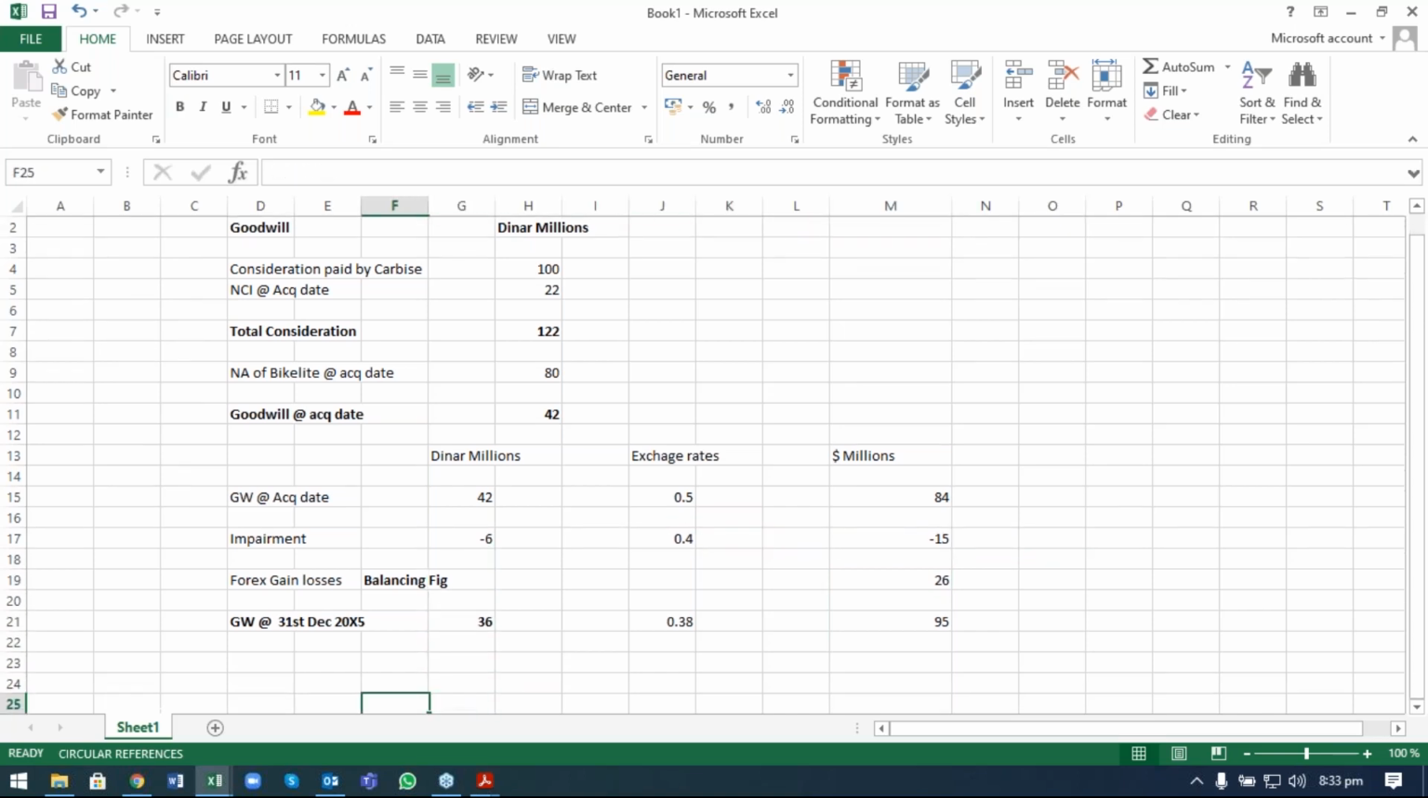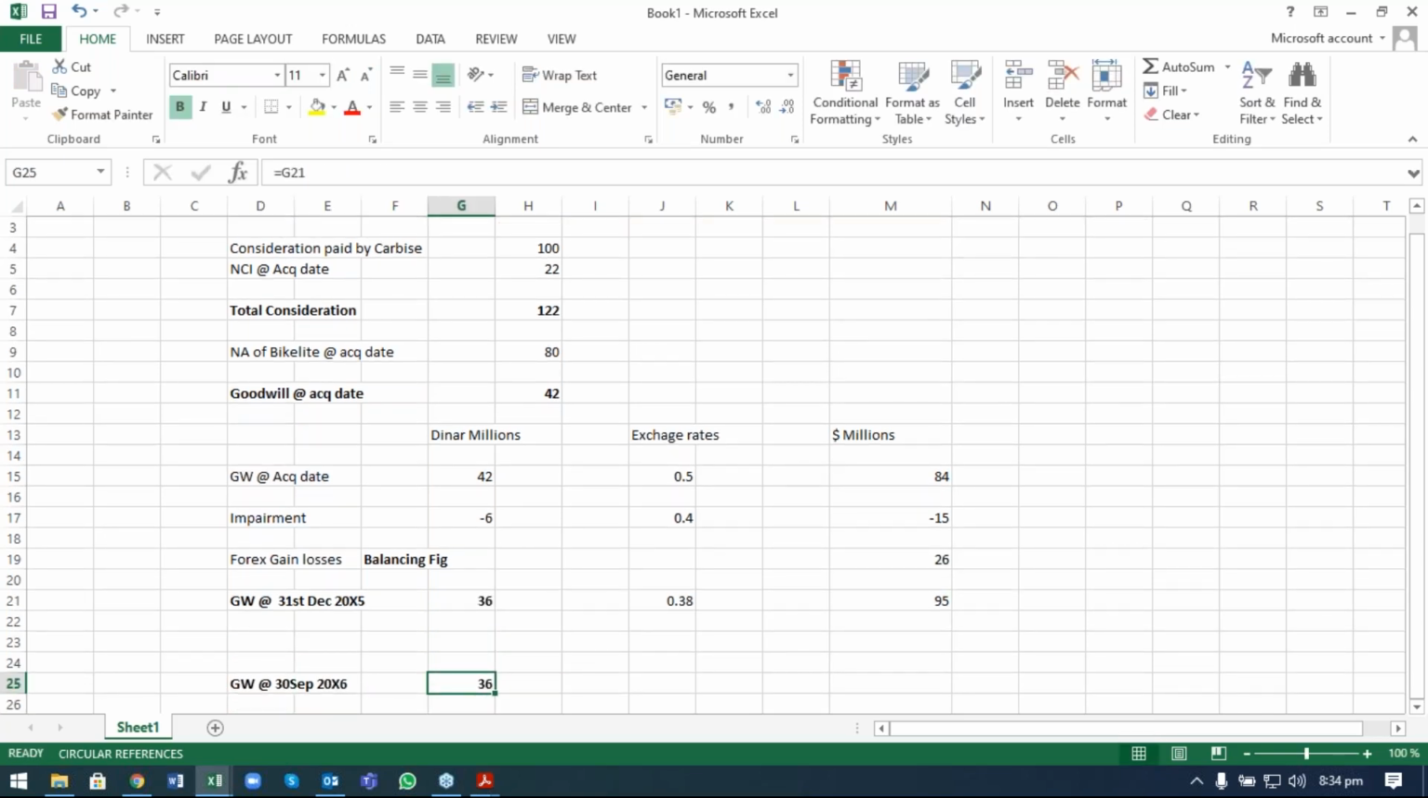The next reporting date would be, this should be the opening for the year ended 31st December 2006. As the subsidiary was disposed of, we need to calculate goodwill on the disposal date, which was goodwill at 30th September 20x6. So what is the value at 31st December 20x6? The value would be this 36 million. There is no change, but we have to calculate the foreign gain or losses, which is the balancing figure for us. And I'm going to calculate the foreign exchange gain losses once again.